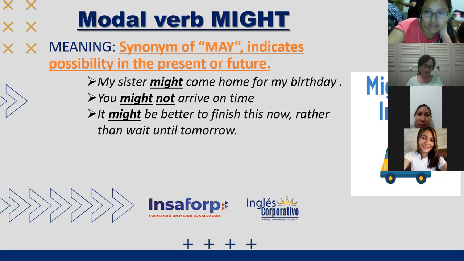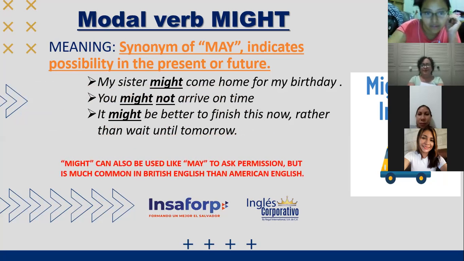Yes. Correct. So do not forget that in all the cases, we can use it as a possibility in the present or a possibility in the future. For example, on number three, if I want to use that sentence as a possibility in the present, it will be something like, puede ser mejor terminar esto ahora que esperar hasta mañana. What if I want to use that as a possibility for the future? It will be something like, podría ser mejor terminar esto ahora que esperar hasta mañana. Can you notice the difference? Yes? So, is it clear this one?